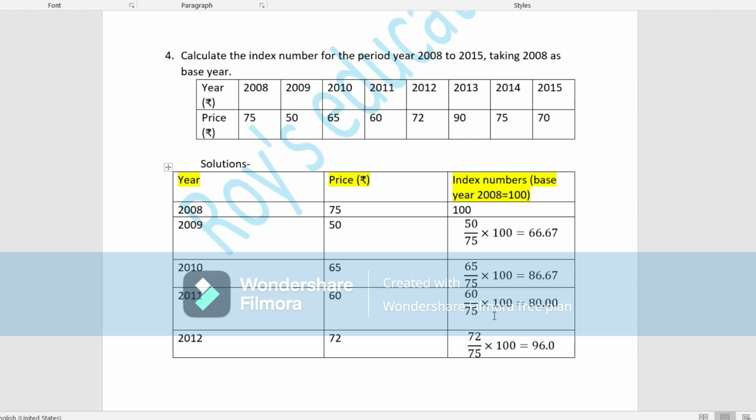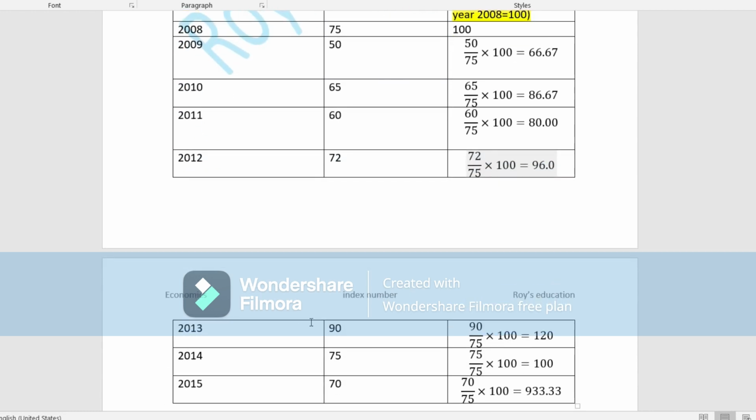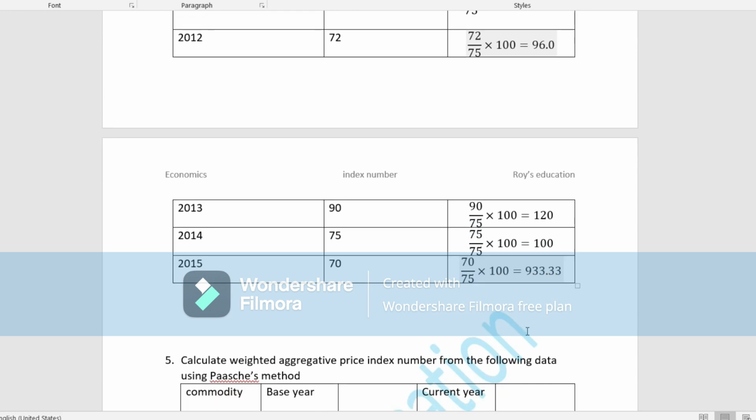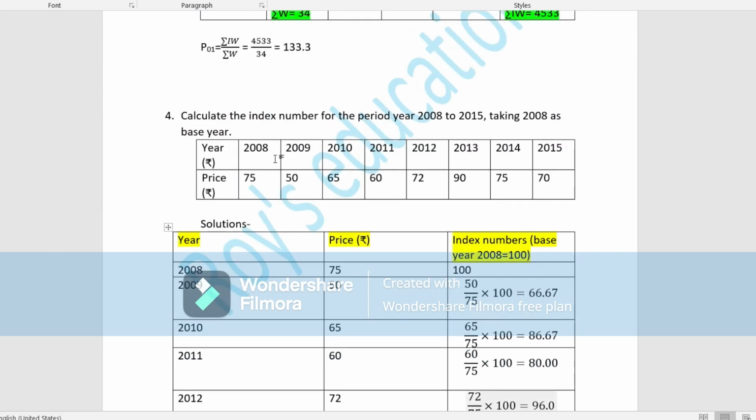Why are we taking 75? Because we are calculating the index number and taking 2008 as the base year. So the 2008 price is what? 75. So 72 by 75 into 100, that is 96.0. Again, 90 by 75 into 100 is 120. 75 by 75 into 100, that is 100. 70 by 75 into 100, that is 93.33. So this is how we are calculating the index number for the period year 2008 to 2015, taking 2008 as the base year. Okay.